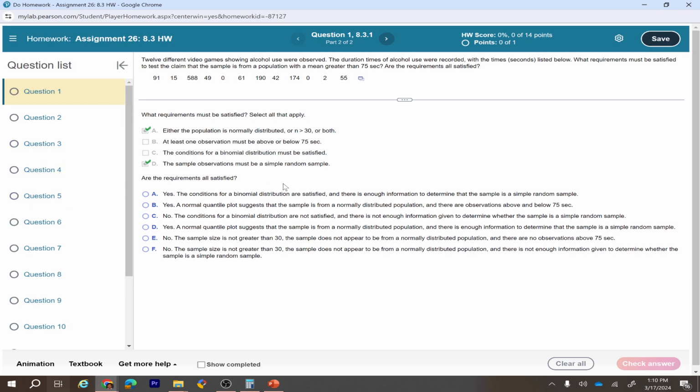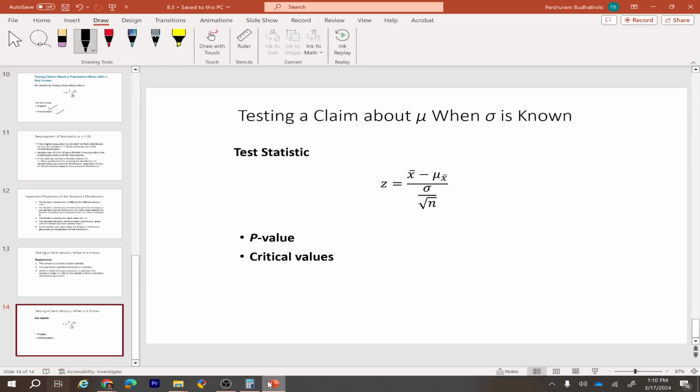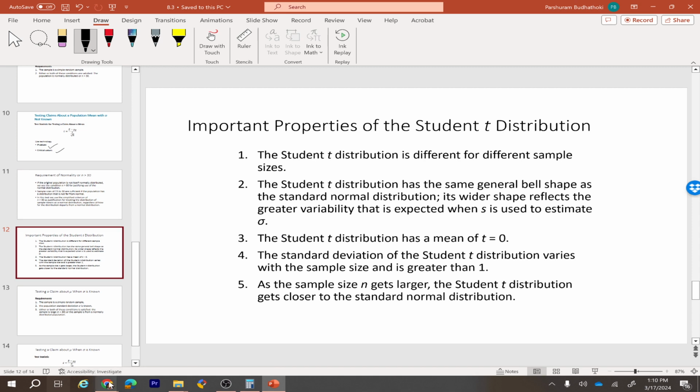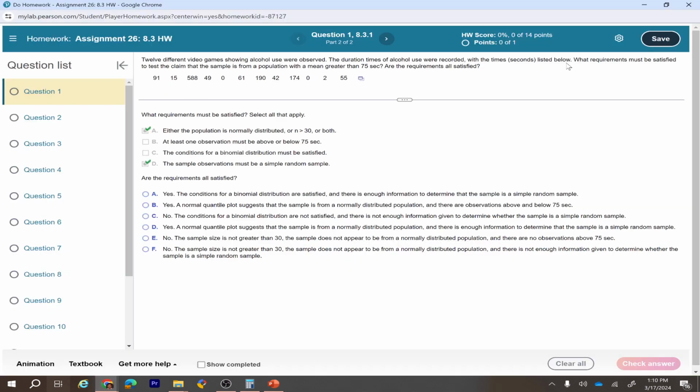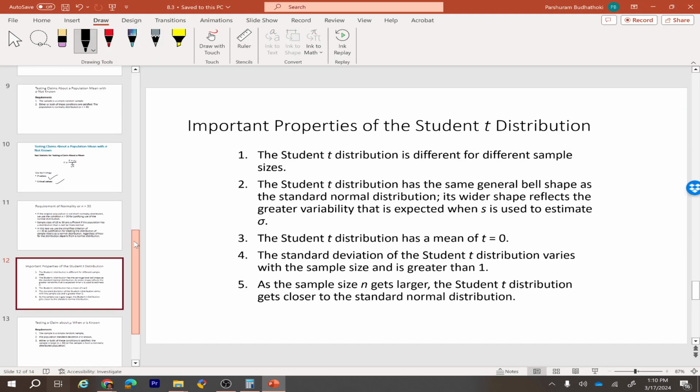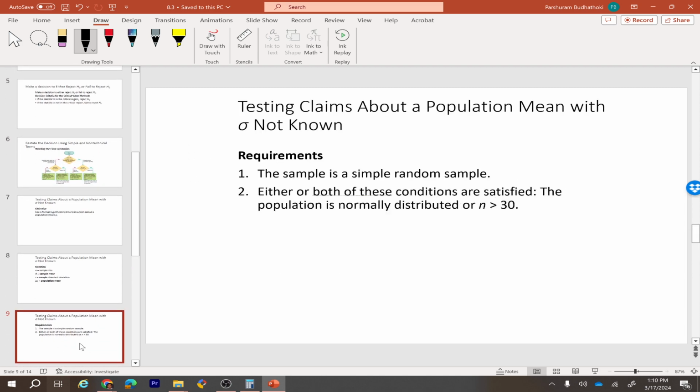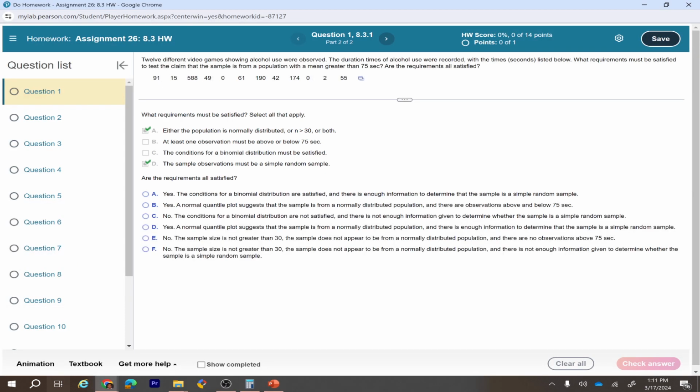Are the requirements all satisfied? If you check the data and then check the requirements: the sample is a simple random sample, and either or both of these conditions should be satisfied, the population is normally distributed or n is greater than 30. In this problem, we don't know whether it's from a normal distribution. So the requirement has not been met here, so the answer is no.